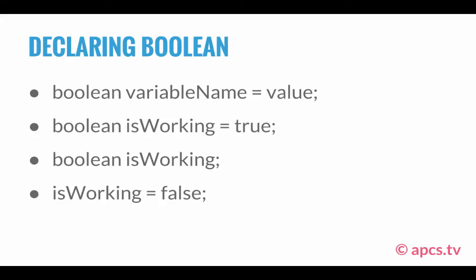Now similarly, if you wanted to just declare the variable and then assign it a value later, you could do Boolean is working, semicolon, and then later in the program you could say is working equals false. So then that would both ways work, same result. In this case the value is assigned to be false, but it can be true or false.